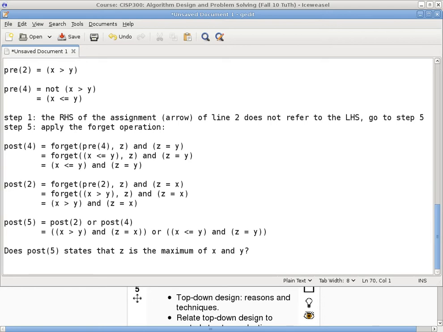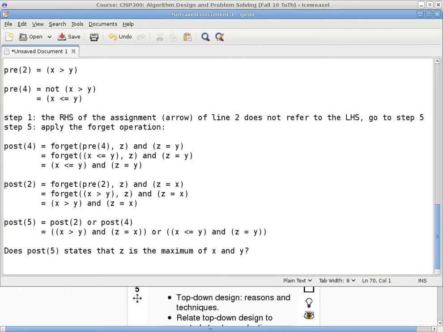Well, let's think about it, okay? What is the property of a maximum? First of all, it has to be the same as one of the original items, right? Is that guaranteed? Yep, it is. z equals x is on one side, z equals y is on the other side. One of these two has to be true. So I'm guaranteed that z has to be the same as x, or z has to be the same as y. At least one of those two has to be true. Okay? So that satisfies the first requirement of a maximum. It has to be the same as one of the original items.